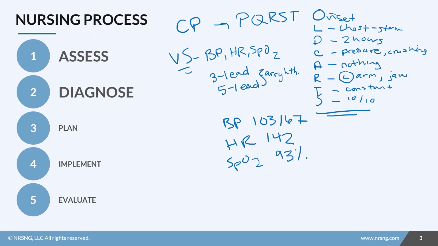Do I have enough information to move on from assessment in my nursing process? Yeah, I think I do. So I can diagnose that there's some sort of perfusion or maybe oxygenation problem, because we know we've got chest pain and his heart rate's a little bit high, his oxygen's lower than normal. And so we know there's some sort of problem, right?